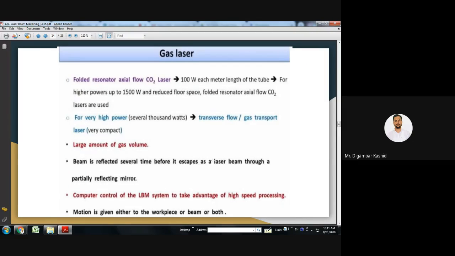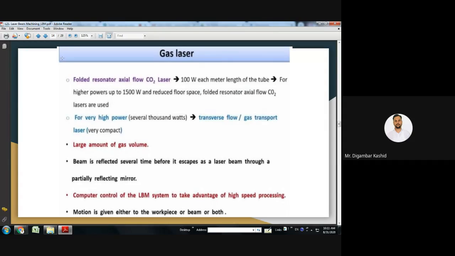We need computer control of the laser beam system to take advantage of the high speed processing. Motion can be given either to the workpiece or to the laser beam nozzle. This is the setup, or the system, of the laser beam machine. Now let us proceed to the further part.